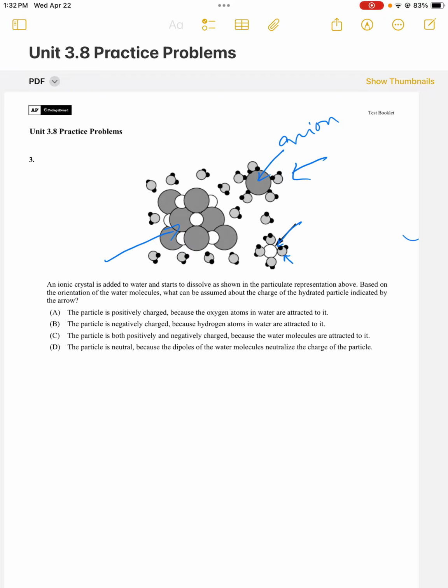The oxygen side is partially negative. He must have a positive charge. He's going to be a cation. Again, notice they made the cation smaller than the anion. That's pretty common. Okay, so based on the orientation of water molecules, what can be assumed about the charge of the hydrated particle indicated by the arrow? So we're looking down here at this cation. Okay, right off the bat, I don't have to read a whole lot. I know it's positively charged, but that's why the oxygen atoms in the water are attracted to it. So that is the answer.